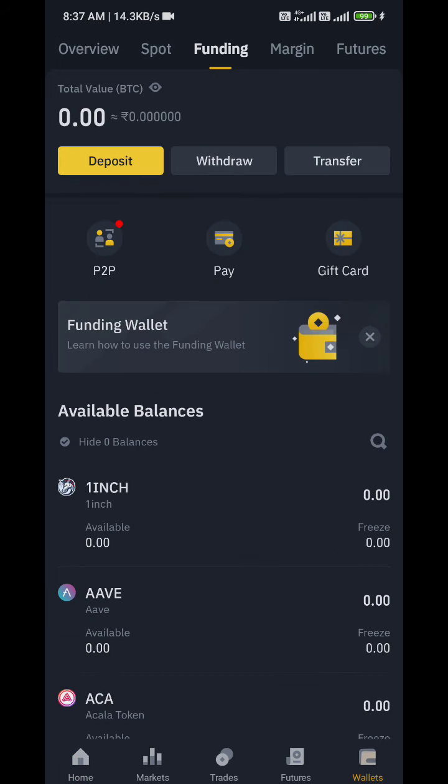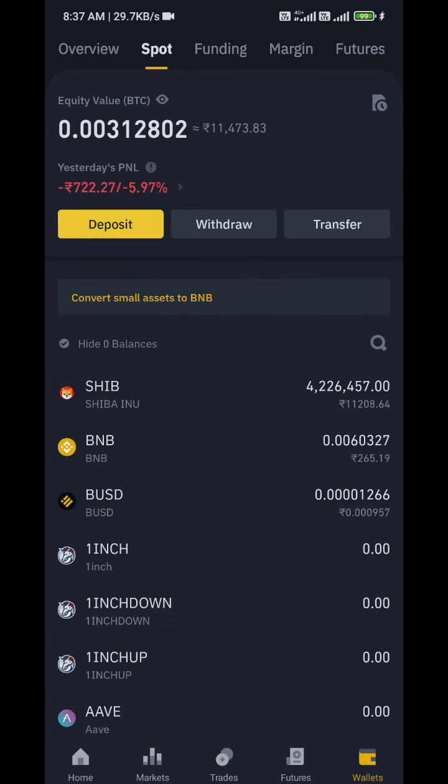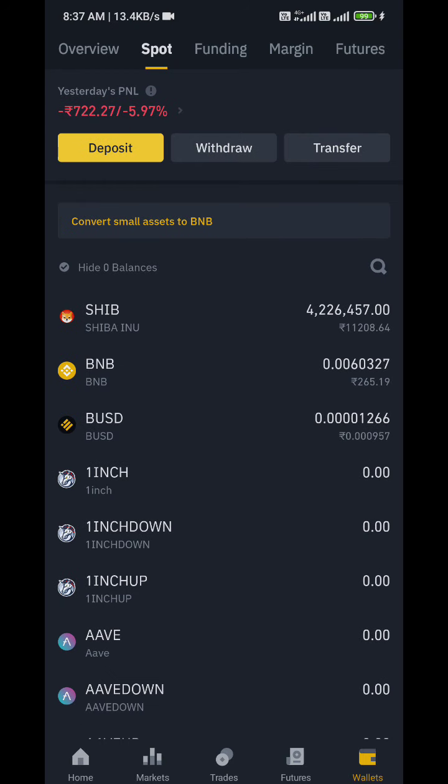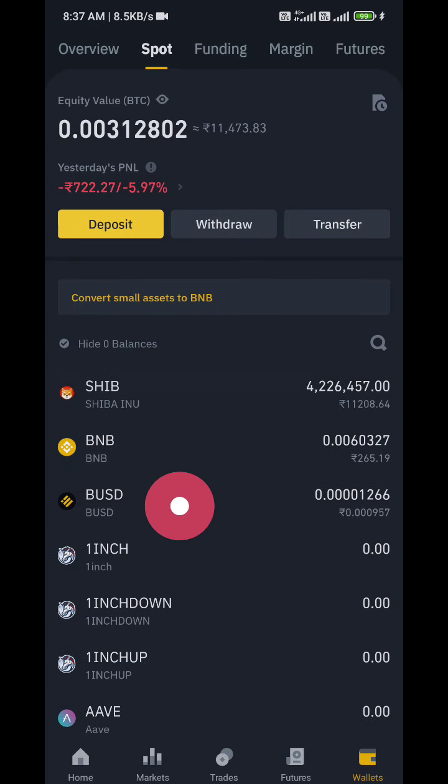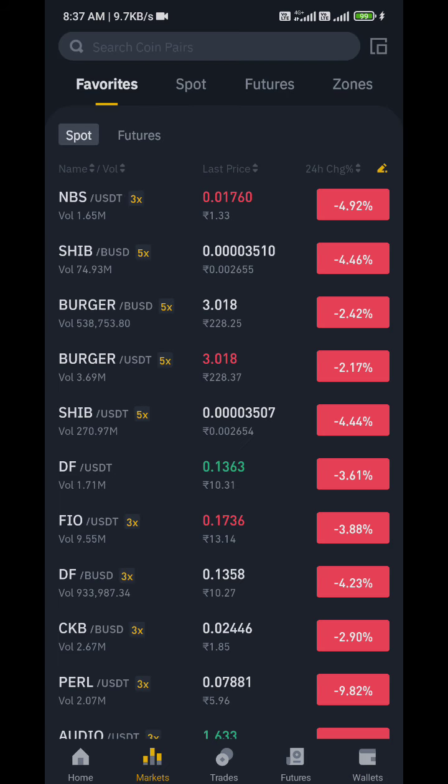There you have a wallet option and there is spot. So the coins you purchased in the wallet will be shown in the spot wallet. There is BUSDT, BNB. So this way. After that you need to enter markets.